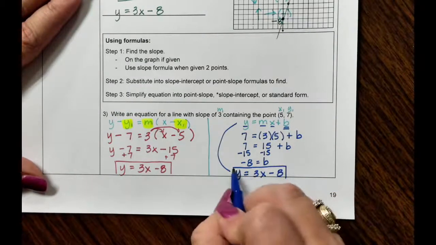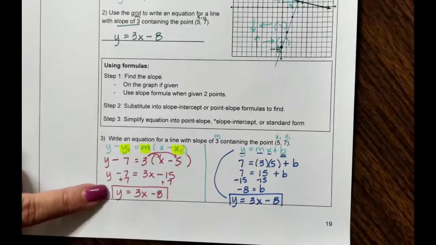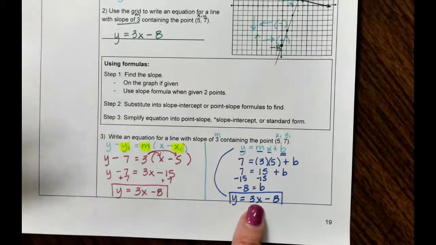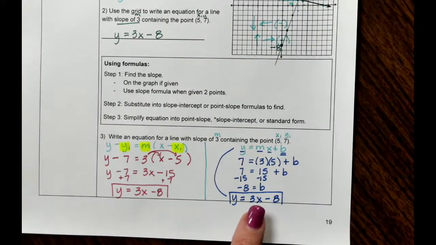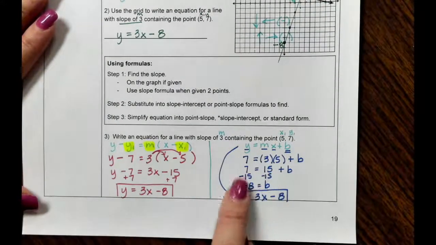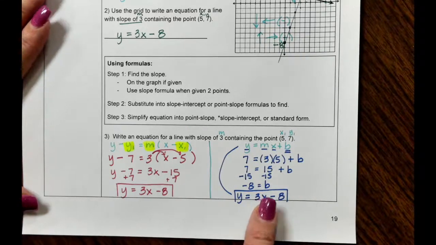Now, notice, they're all the same answer, right? If I used graphing, I got the same answer. If I used point-slope, I got the answer. And if I used slope-intercept, I got the same answer. All of them are the same. I prefer point-slope because this one's just a little harder logically to think, oh, I need b, I've got to find b, and then I have to go plug it back into the equation.